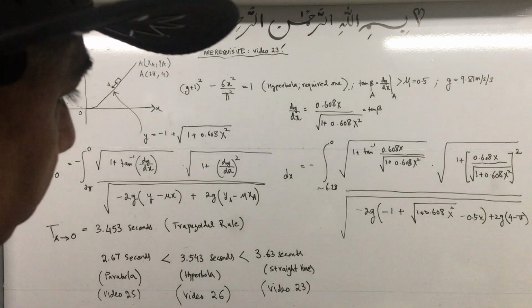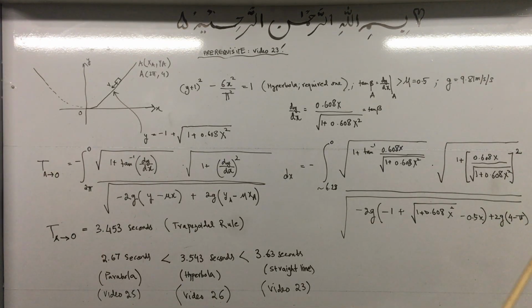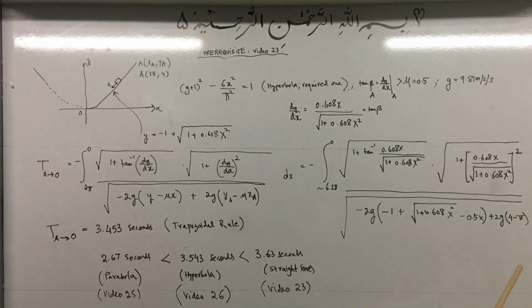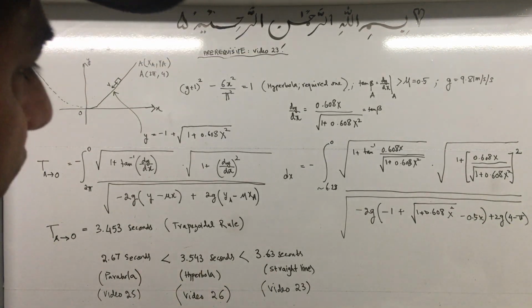In the next video, I think I will do the cycloid, and we'll see what time the cycloid gives when the same block slides on a cycloid with its cusp fixed here. We will see how long the block takes to slide down from one cusp of the cycloid, from 2 pi meter, 4 meter, to 0, 0. Then we will compare the time of the cycloid with this.